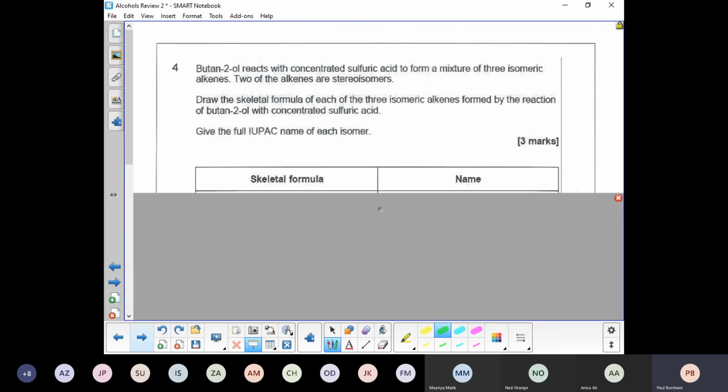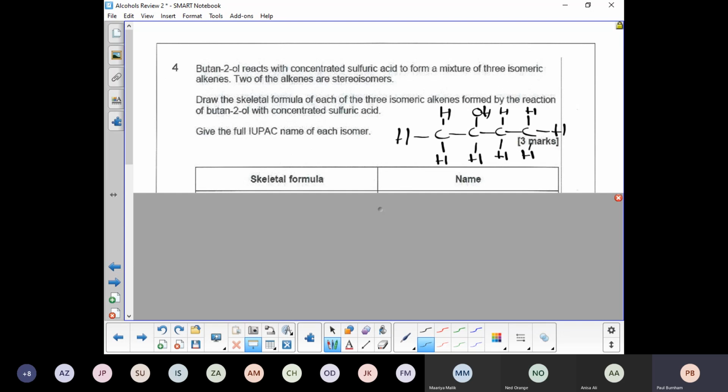The final question in this pack is a reaction of butan-2-ol. Concentrated sulfuric acid, and we're forming a mixture of 3 isomeric alkenes. 2 of these alkenes are stereoisomers. And perhaps the good thing to do here is to understand the question, is to draw out our butan-2-ol. I'll do it in the space that we've got just here. I've got 4 carbons. And an OH group on carbon number 2.